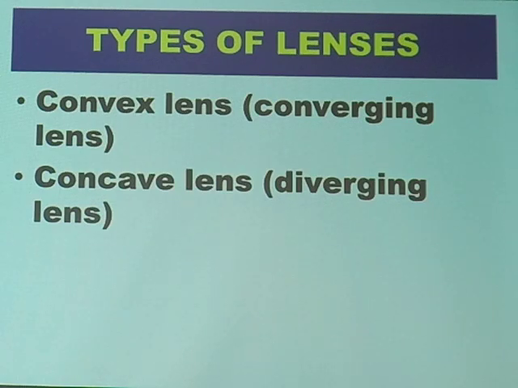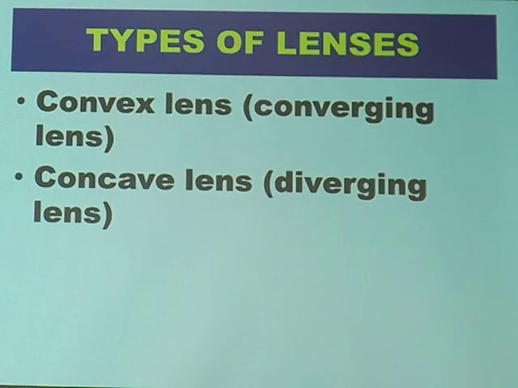Because this name just comes from the way it behaves towards light. When the light passes through it, what does it do? It makes it meet at one common point, so we call it converging lens. The other one makes the light rays diverge, to move in different directions. Let's call it diverging lens.